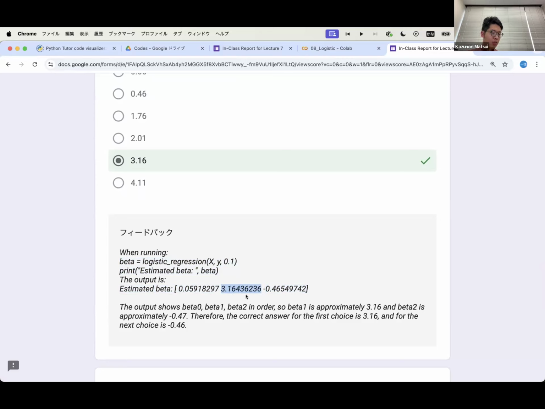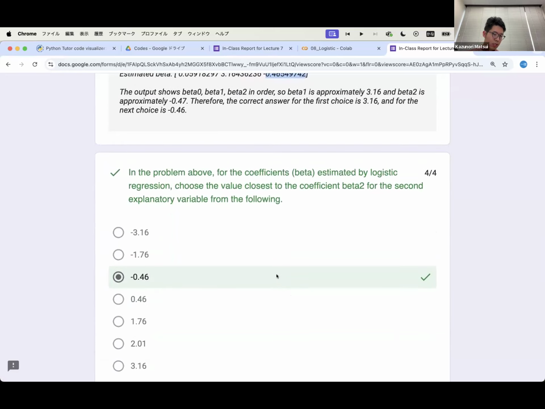There were quite a few mistakes, but please note the indexing starts from 0. So many students made mistakes. Beta 2 is minus 0.4654, and so on. The correct choice is minus 0.46.